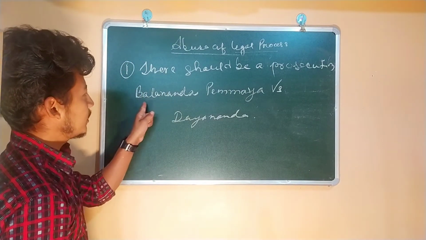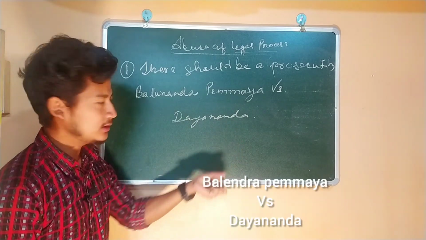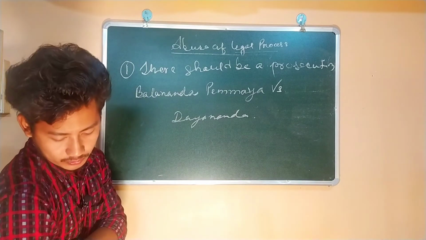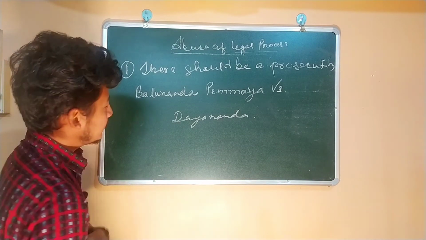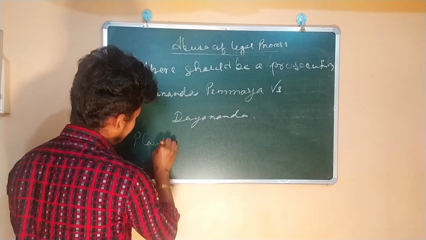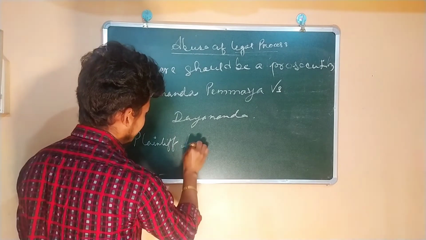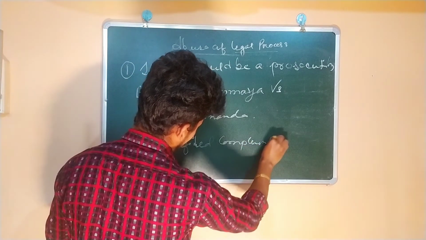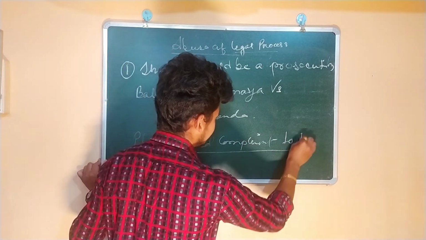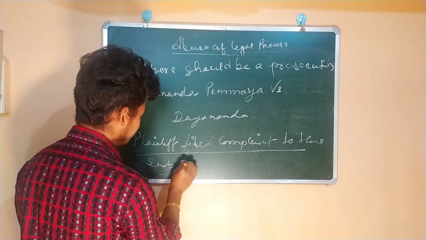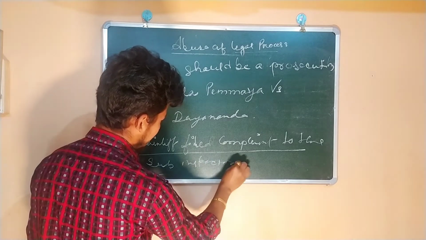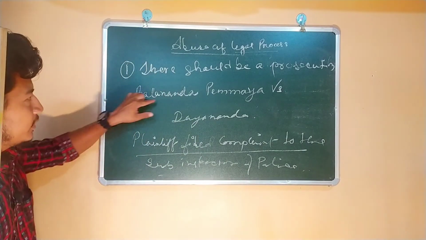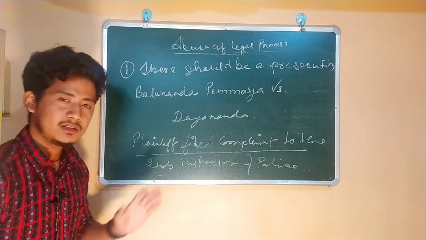So in this case, Bolananda Pemaya versus Dayananda, what happened? The plaintiff filed a complaint to the sub-inspector of police against the defendant.